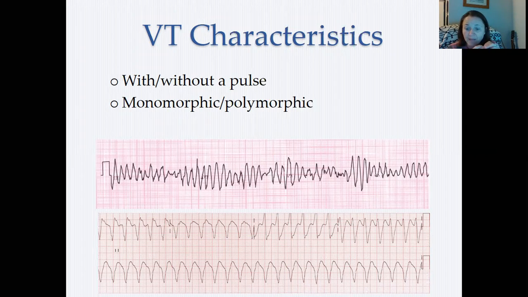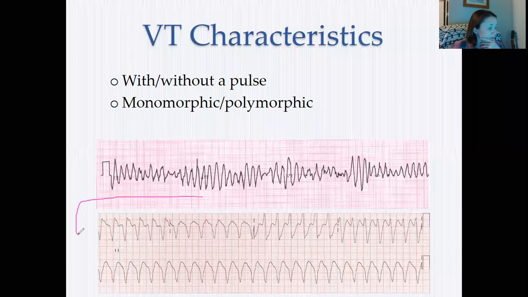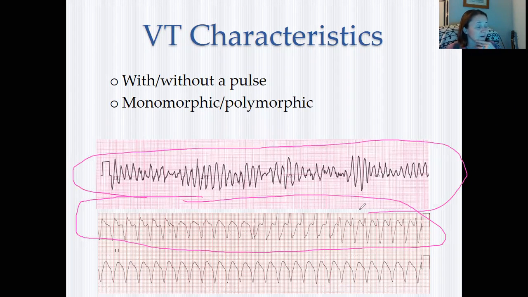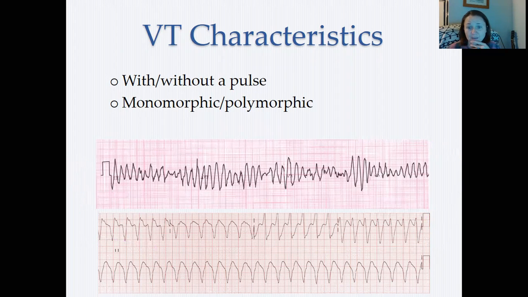So that's going to be the very first thing we're going to check, right? If you see these rhythms on your monitor, you see this one up here, the first thing you're going to do is go check a pulse. You're going to go assess your patient. Remember that nursing process. Very first thing, assess. We're always going to check a pulse. If you have a pulse, then you are going to follow that same algorithm that we used with tachycardia.